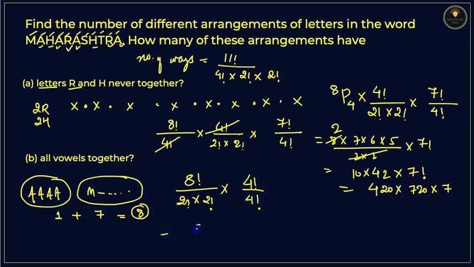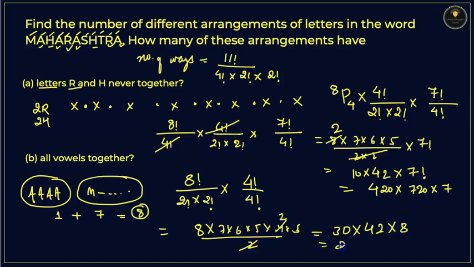Once you solve this one, you get 8, 7, 6, 5, 4, 3, divided by 2. You can cancel this value and get 2. 5 2s are 10, 10 3s are 30, 7 6s are 42, multiplied by 8. So 8 3s are 24, multiplied by 42. Let's multiply these two values and check what answer we get. The correct answer is 88200.